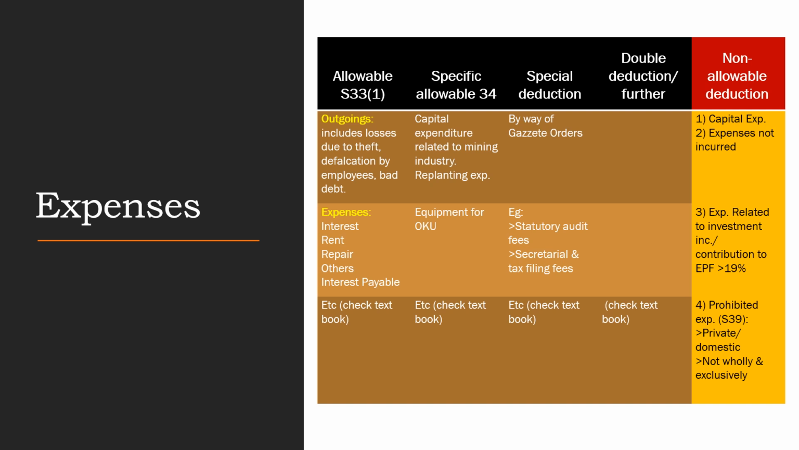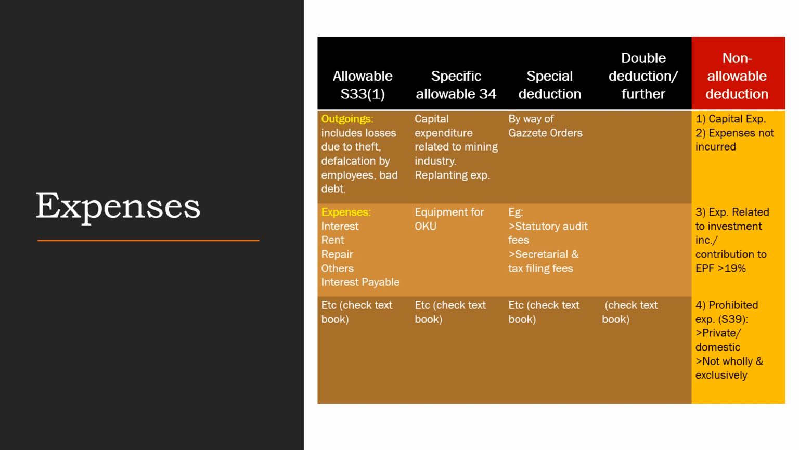When you want to plant something, the first time expenditure for planting is capital and not allowed, but replanting expenditure is specifically allowed under section 34. And then equipment for disabled person, so the equipment is actually capital assets, but it is specifically allowed under section 34. Okay, and then others you can check in your textbook. Okay, but I want to go back here, section 33(1).